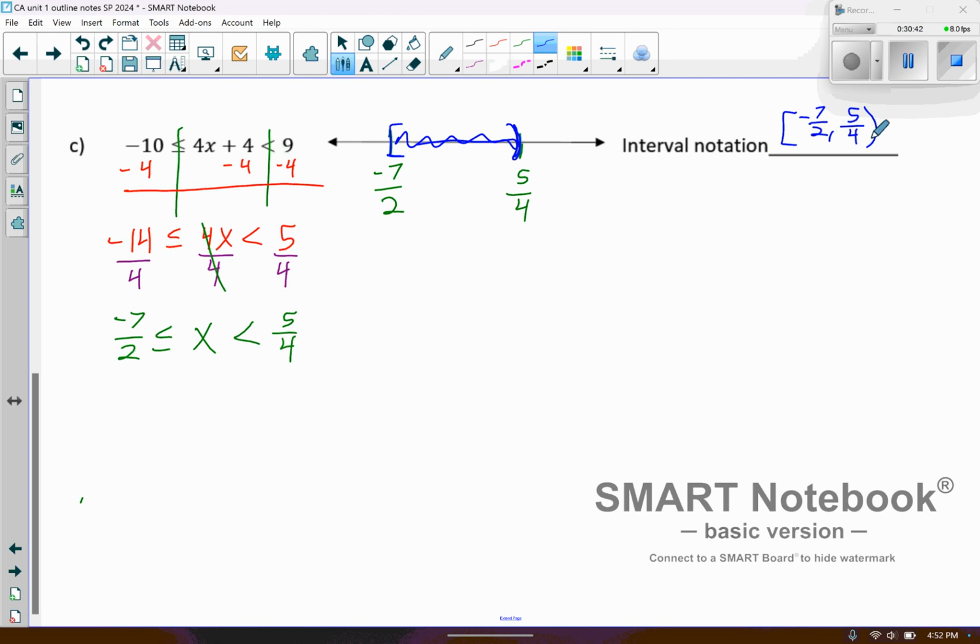Okay, so that covers our inequalities, and we're actually going to be using this in the next section. So make sure you've got a good grasp of this section before you move on to the next one.